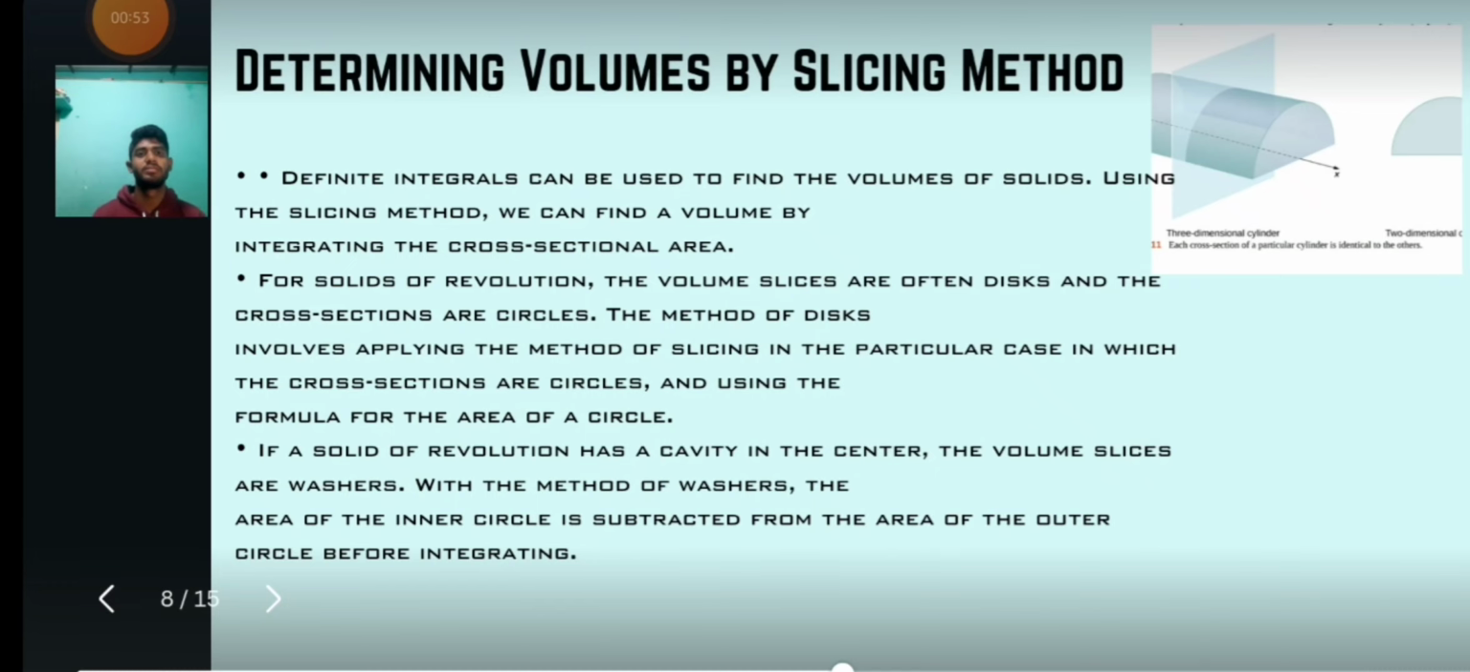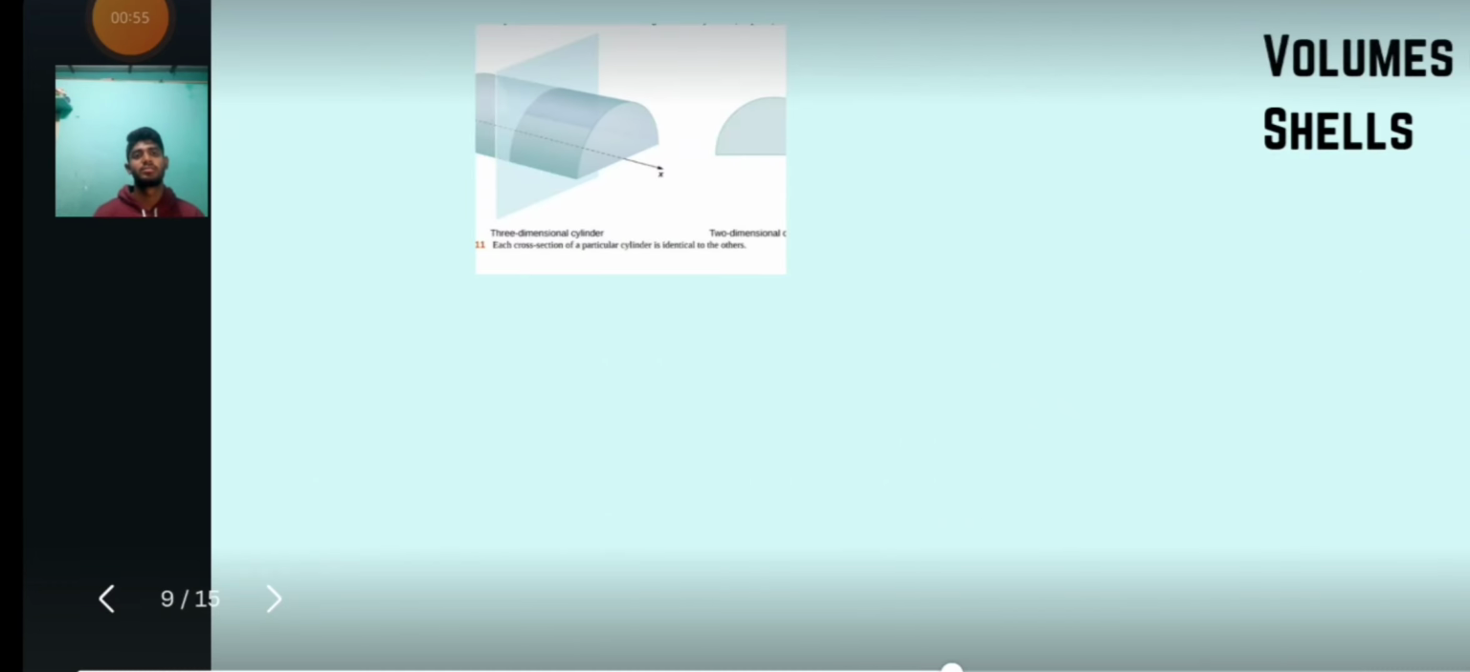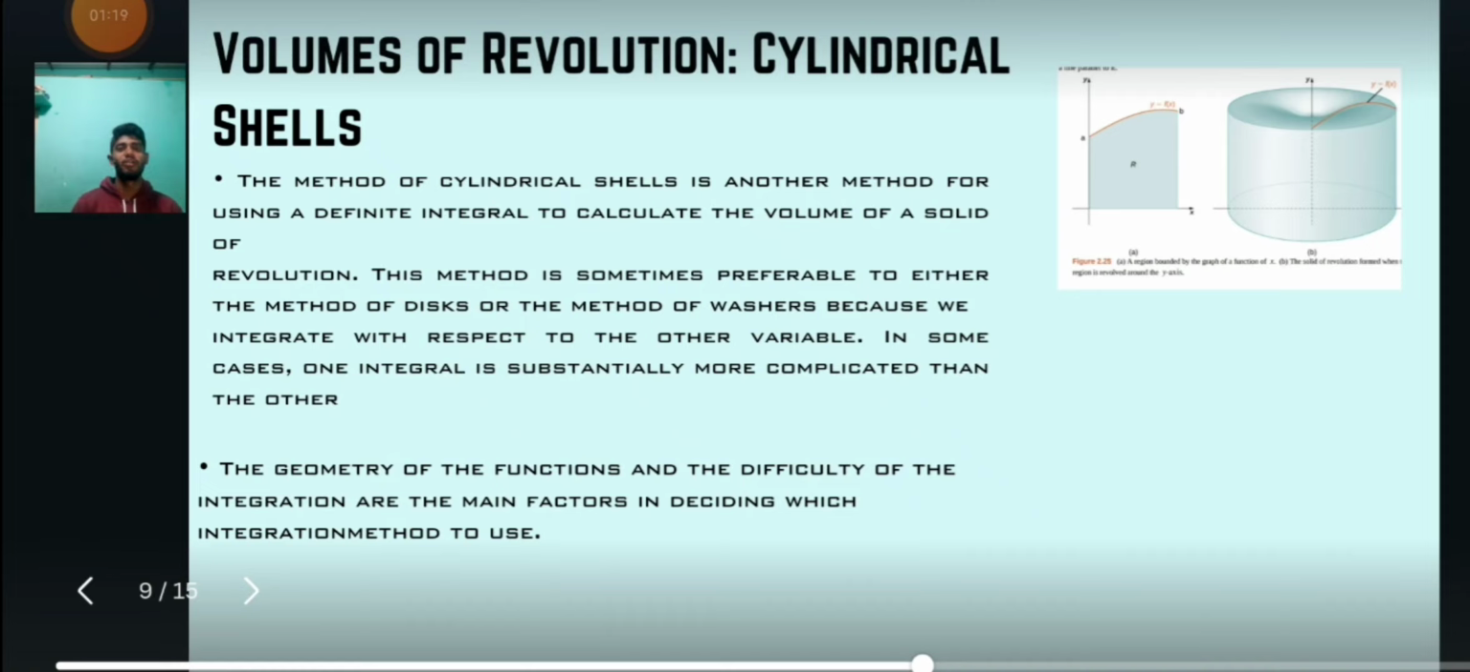Next one, volumes of revolution, cylindrical shells. First, we are going to know what is a solid of revolution. If a region in a plane is revolved around a line in that plane, the resulting solid is called a solid of revolution, as shown in the following figure. Means which one you are seeing is a solid of revolution.